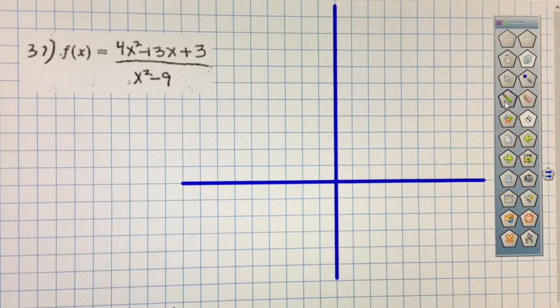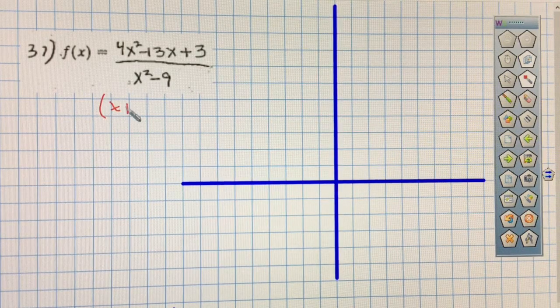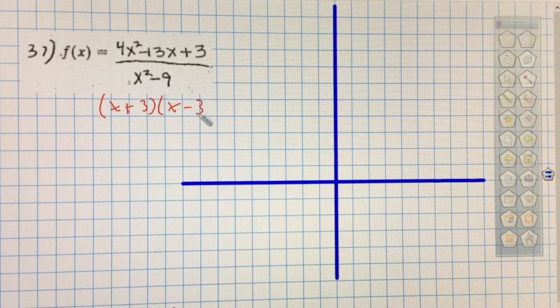Number 37 is a little bit of a challenge. I can see that the bottom is going to factor pretty rapidly as x plus 3, x minus 3, but I don't know what the top is going to factor into. It has a leading coefficient, so that means it's going to be a little troublesome. So I'm going to take this and I'm going to try to factor it.